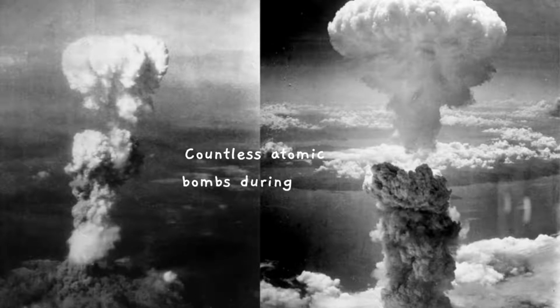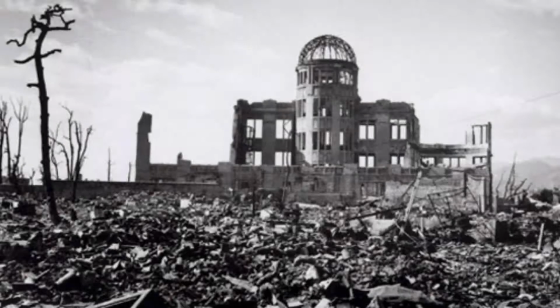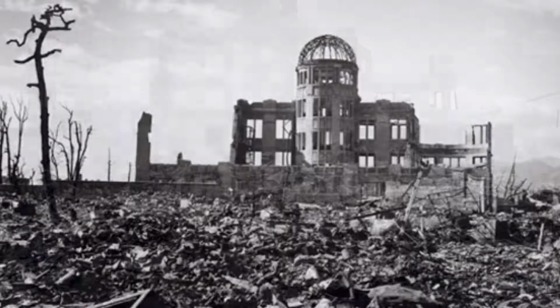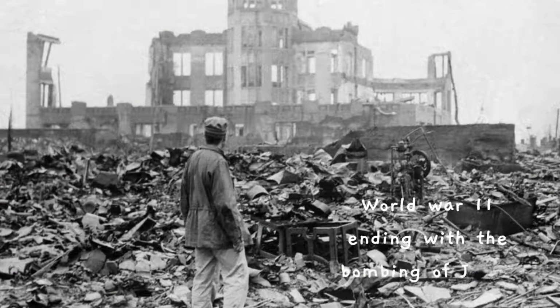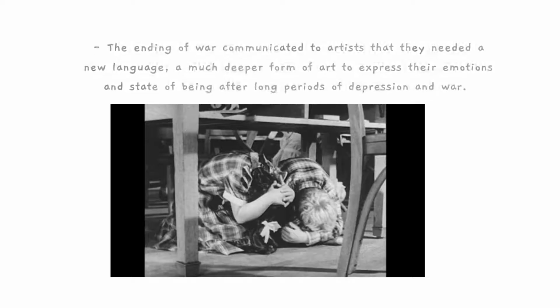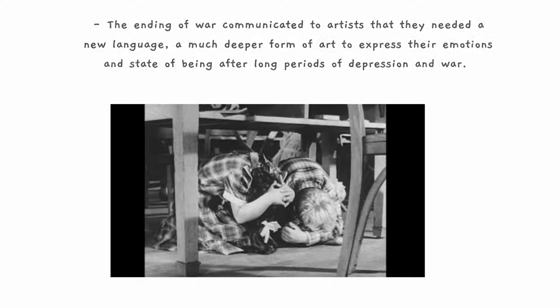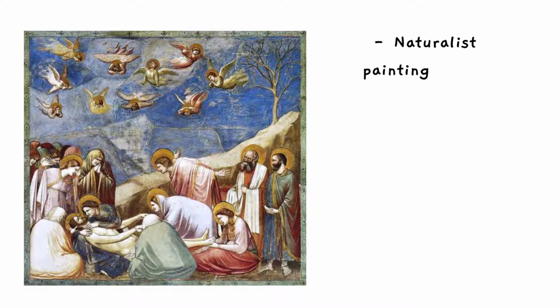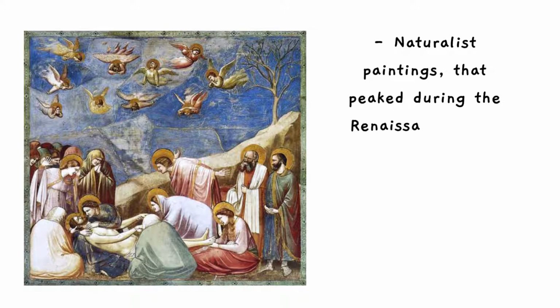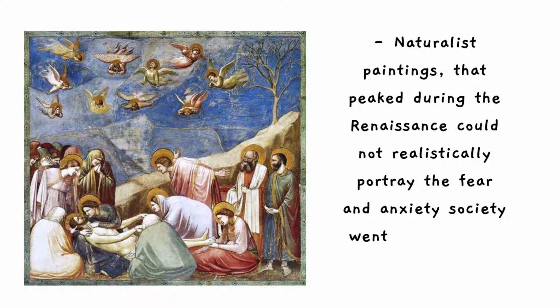Autumn Rhythm was published in 1950, only 5 years after the atomic bomb hits Japan and ends World War II in 1945. The ending of war communicated to artists that they needed a new language, a much deeper form of art to express their emotions and state of being after long periods of depression and war. Rather than painting with naturalism like the Renaissance period, artists, including Jackson Pollock, started questioning human existence and how easily it can be extinguished, something he wanted to express through art.